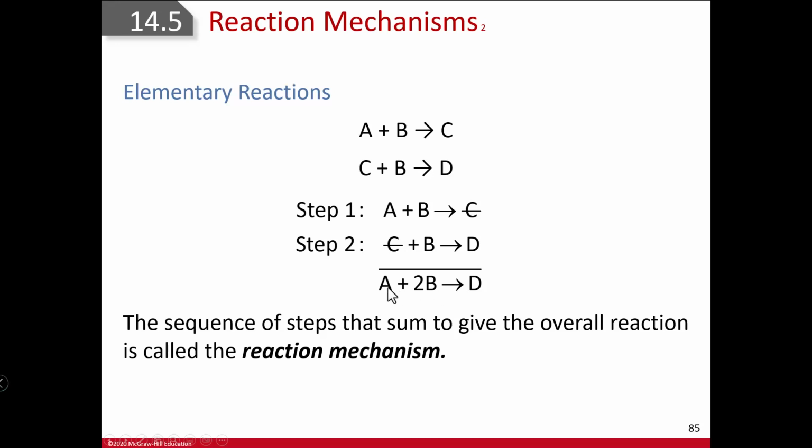It didn't happen in one process. It happened as two elementary processes, these two steps. These are called elementary reactions, and this sequence of steps, the sum of which gives us the overall reaction, is called the reaction mechanism. So that's what we're focusing on in this section, reaction mechanisms. Really important in biology, metallurgy, material science. These are the people who probably are going to focus on this section more.